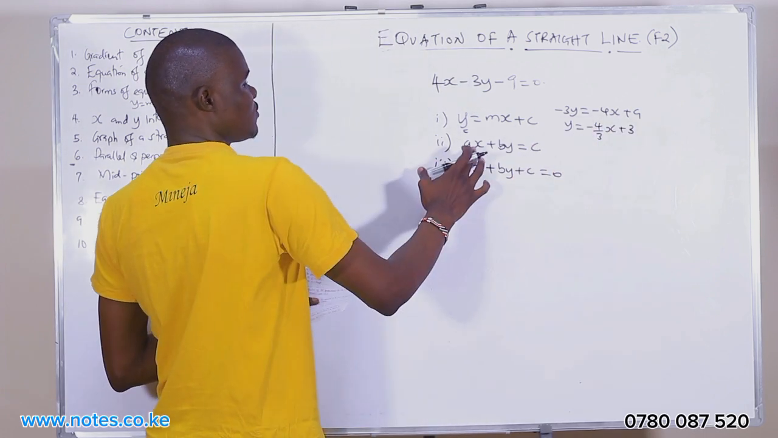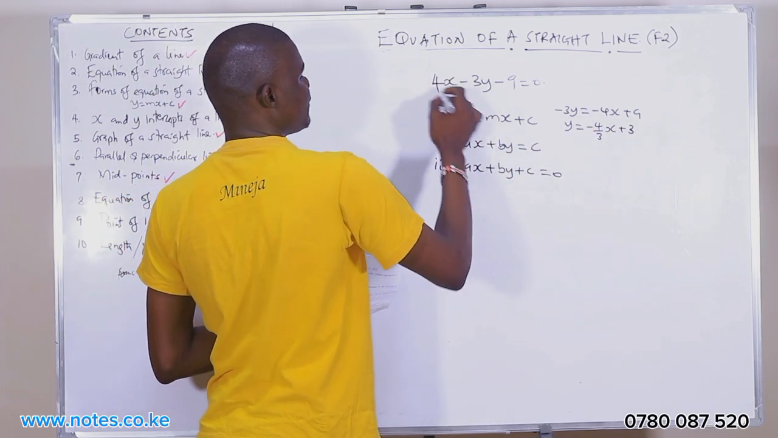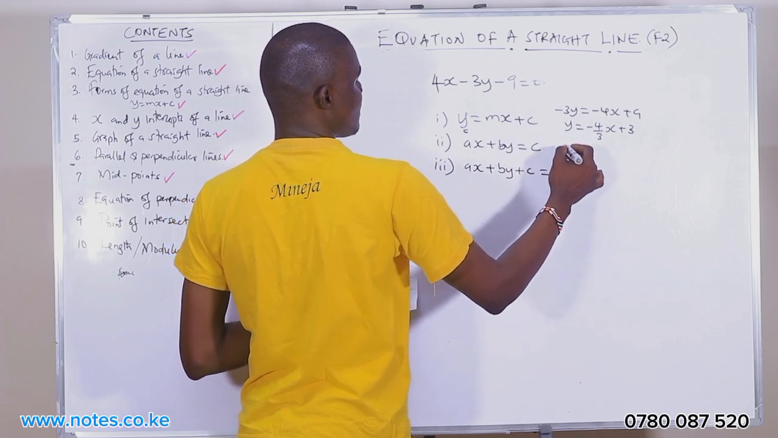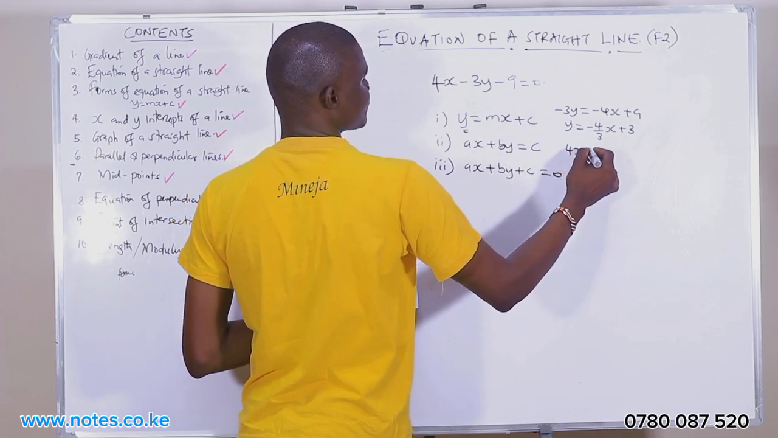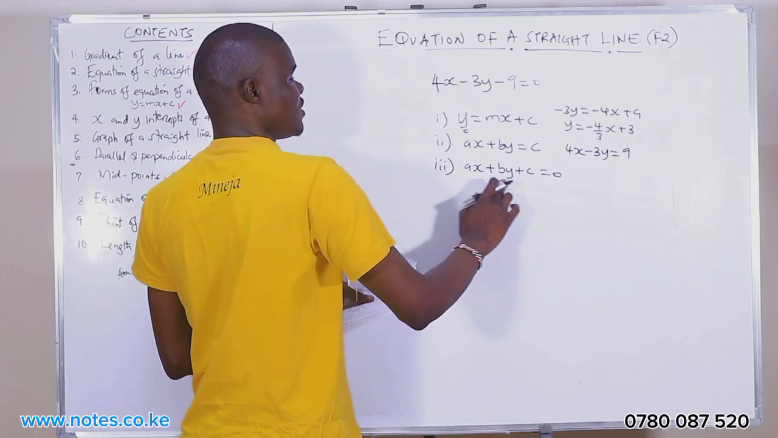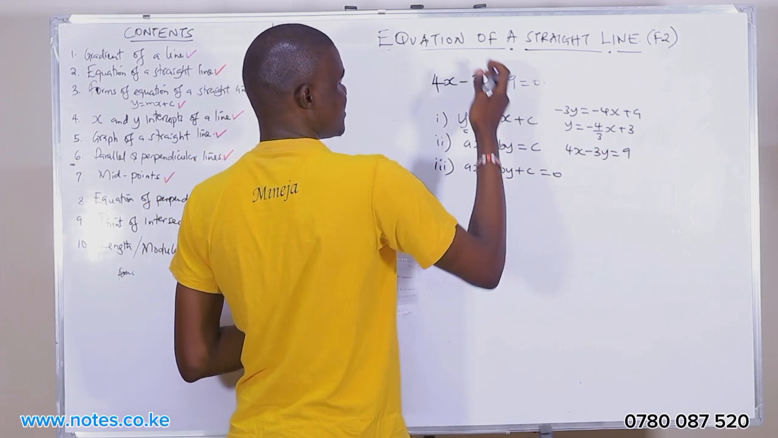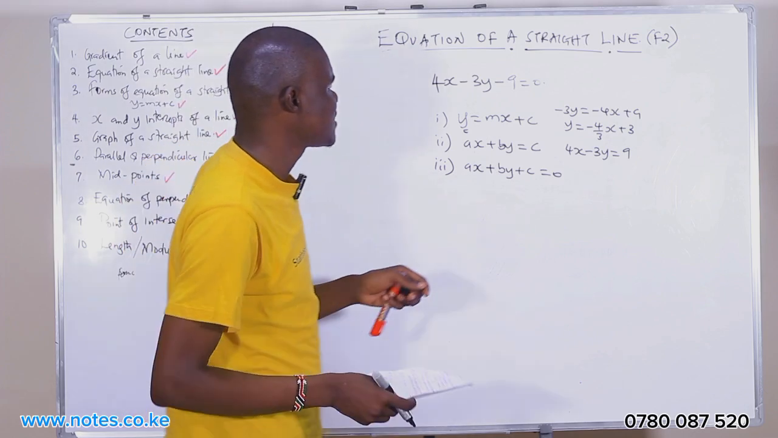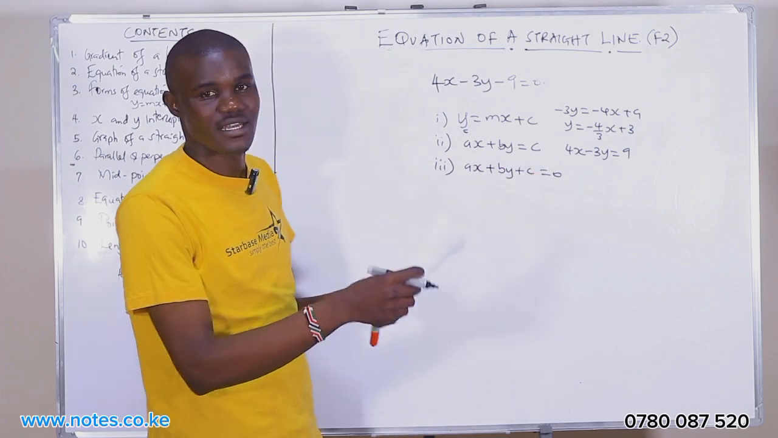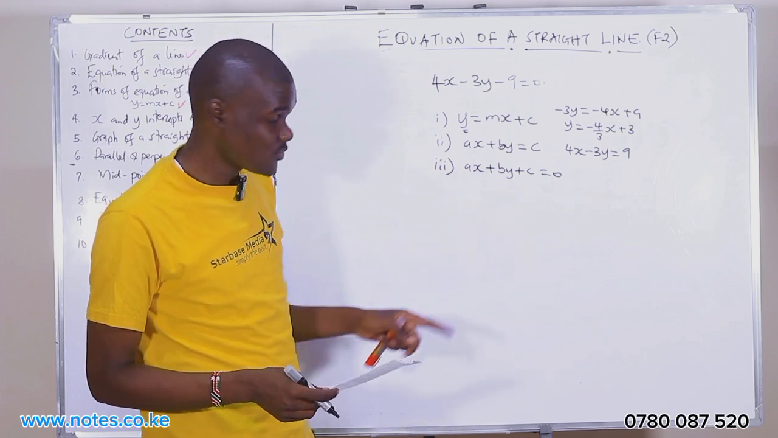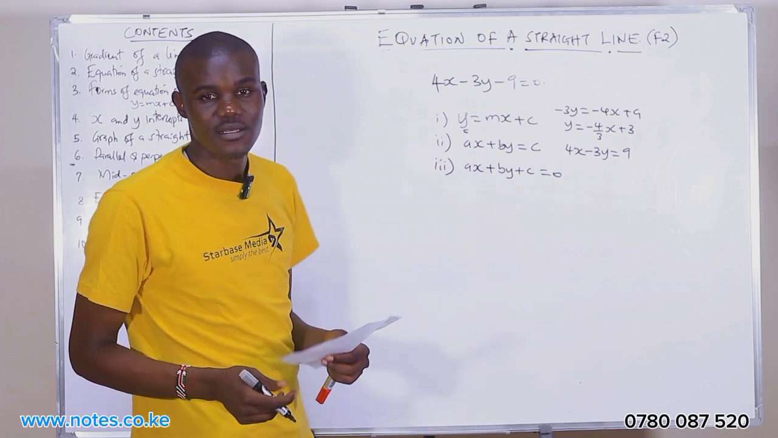But when they tell you to leave it in this format, you simply take c the other side. So the answer will be 4x minus 3y is equal to 9. And when they tell you to leave it in this format, it is the same thing. You just leave it. So leaving something in the other format simply means that you just rearrange and you ensure that these coefficients are positive, especially for x.